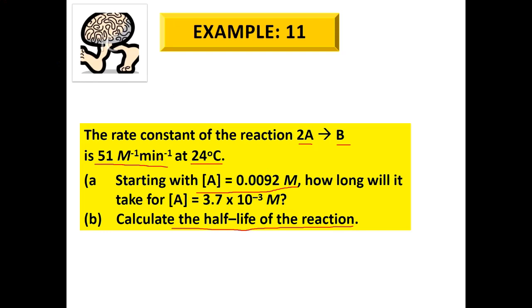So for this example, from the unit of the rate constant here, M negative 1 and minute negative 1, that means the reaction is second order.